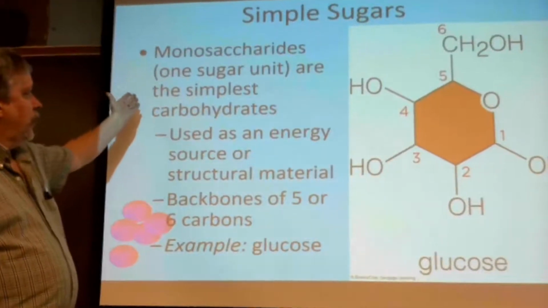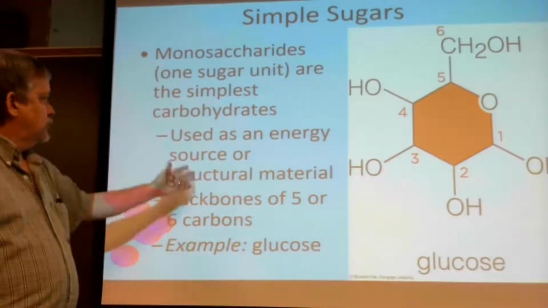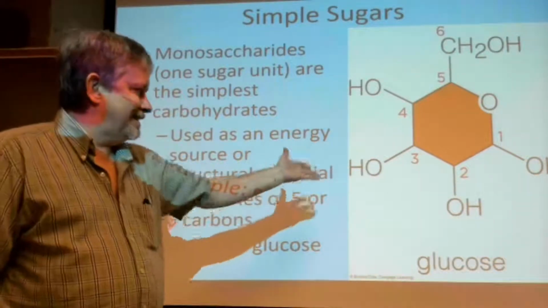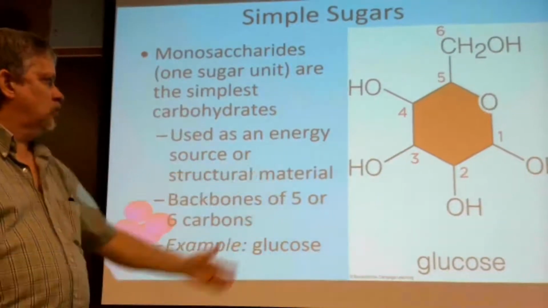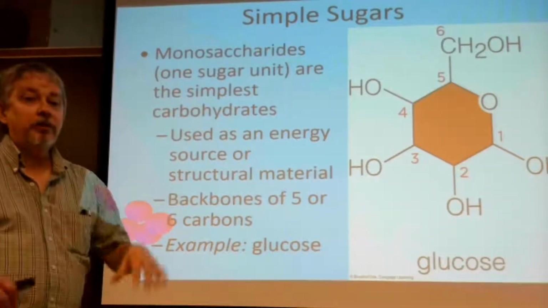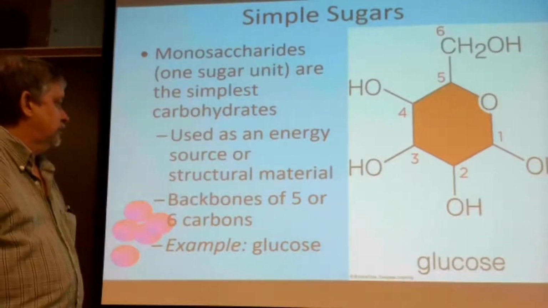So a monosaccharide, 1 sugar unit, is the simplest carbohydrate. It's used as an energy source. It's instant energy. So here's glucose. This is our main source for energy. Or it can be used for structural material. When you put these together and start building large chains, it can be used for structural material.